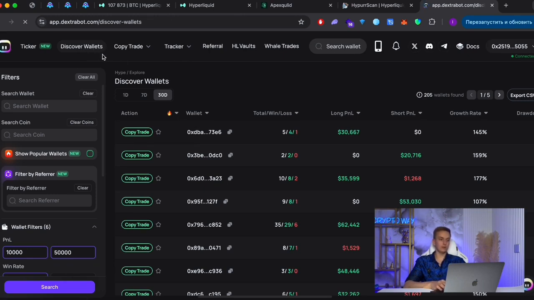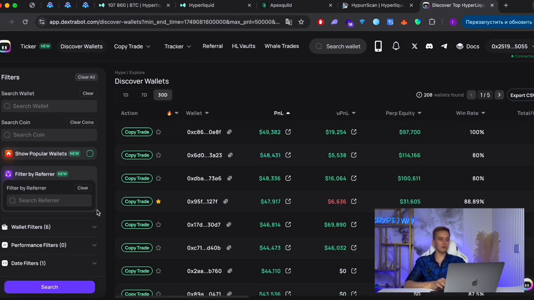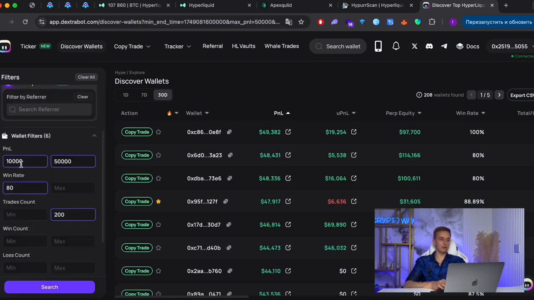In fact, we're already in this section right now, and here, in the left menu, we can set specific criteria to search for the wallets we're interested in. This allows us to set values such as P&L. For example, you can set it from $10,000 to $50,000, so you do not see addresses that are too large, like whales and so on.